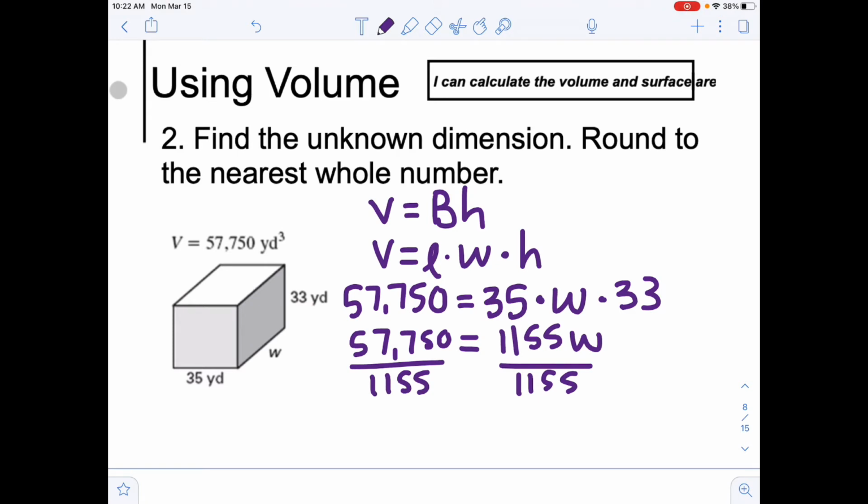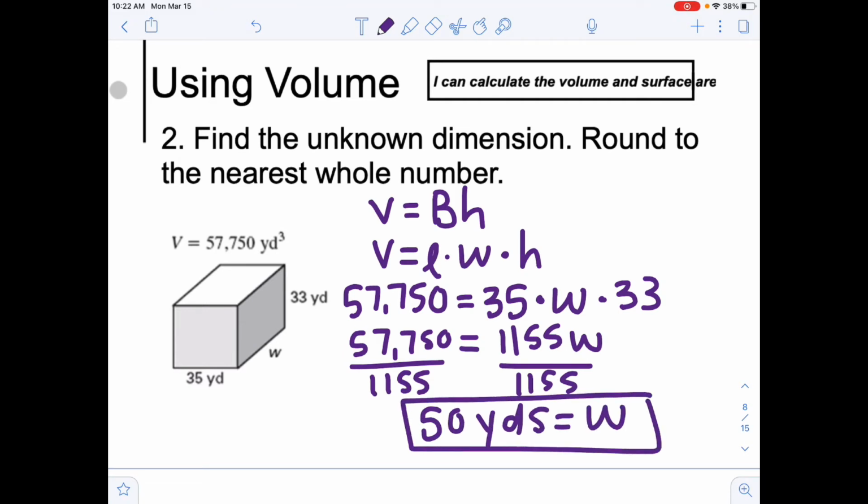And I get an answer of 50 yards is the width. And it's not yards cubed because it's not the volume. We just solved for that width, that side length.